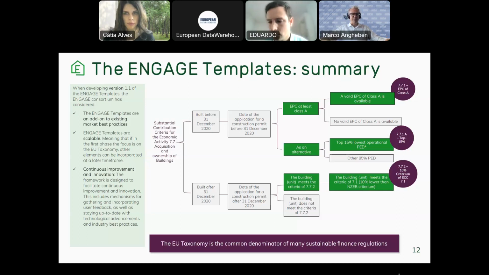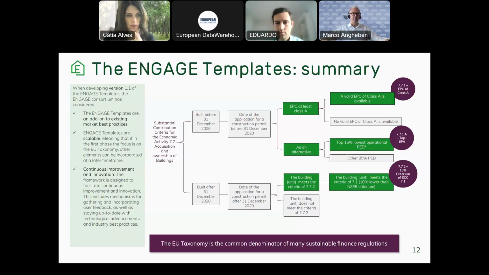The other important factor is that the framework is really designed to facilitate continuous additions, and it allows us also to incorporate the user feedback. That's the reason why we have version 1.1. Also integrating technological advancement and the industry best practices.